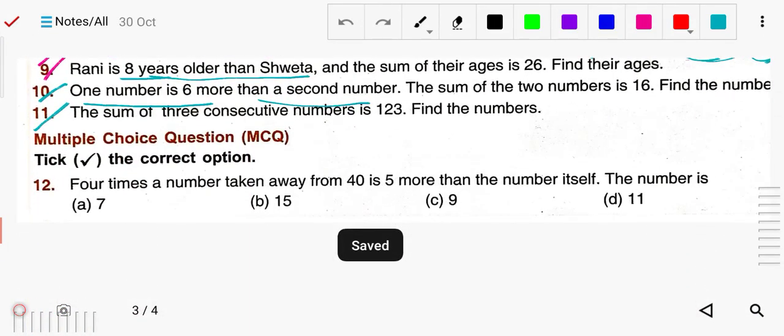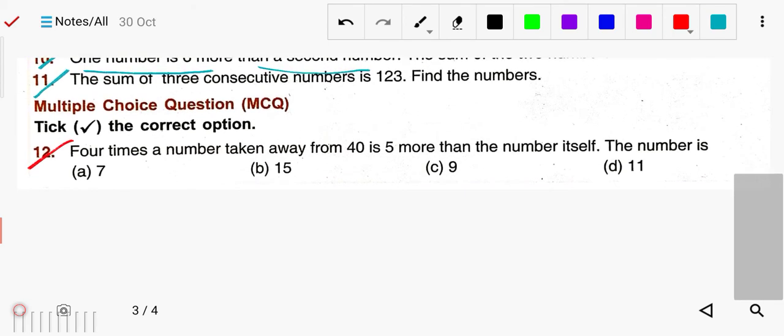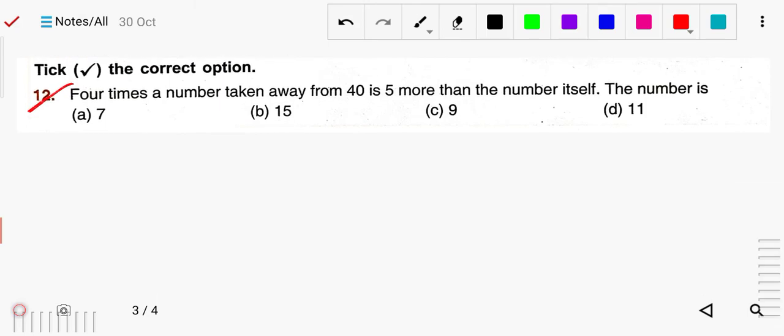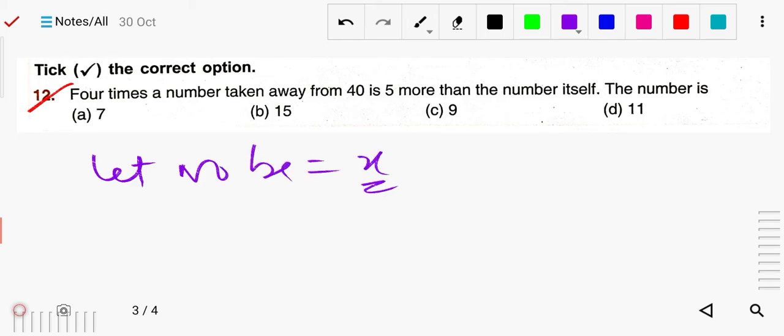Now one more question. Here is number 12. 4 times a number taken away from 40 is 5 more than the number itself. Taken away means subtract. You have already discussed these things in exercise 15B, this type of question you have already solved. So here first of all we will assume, let the number be x. Okay, that number is x.